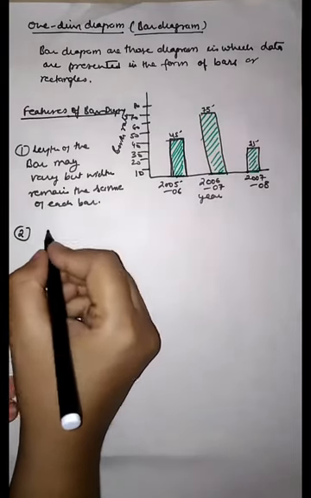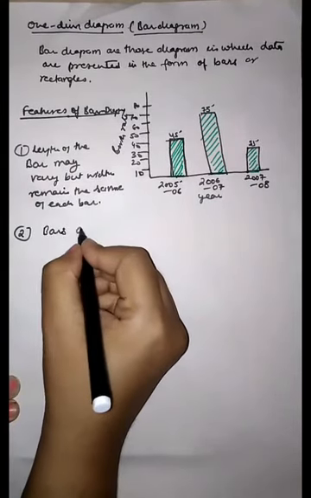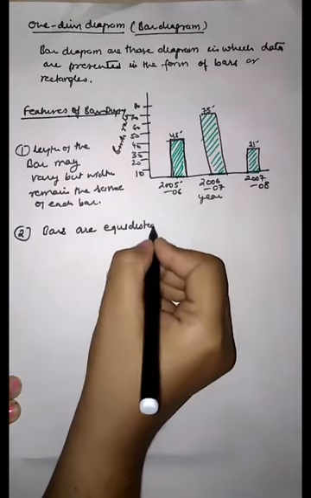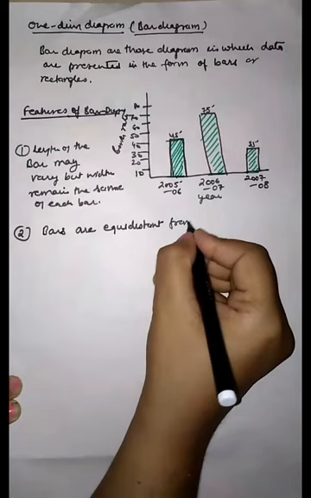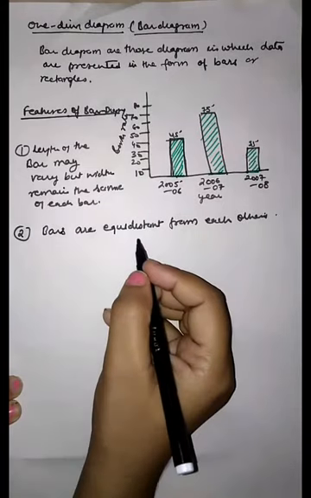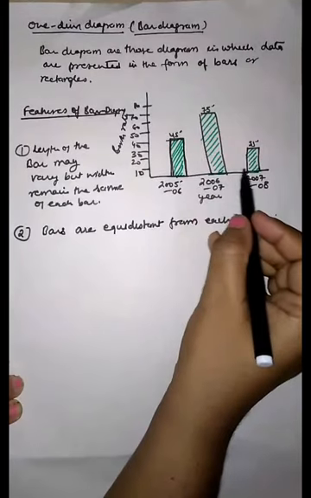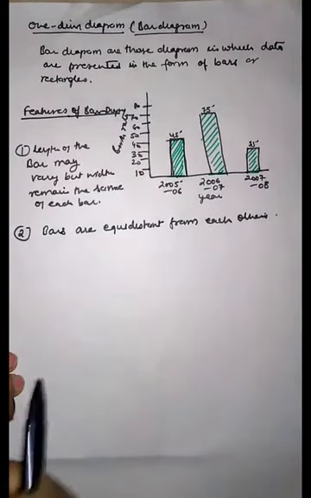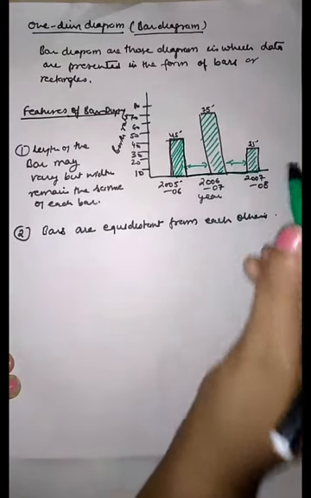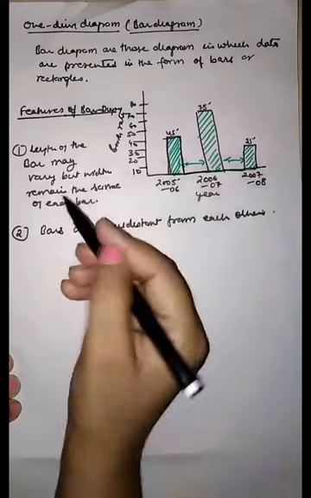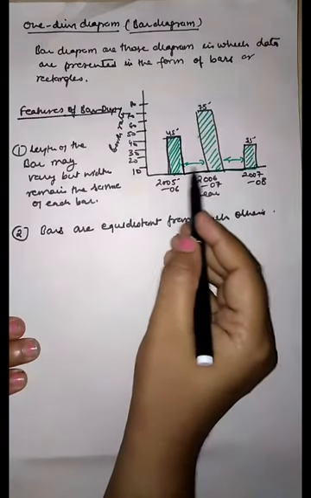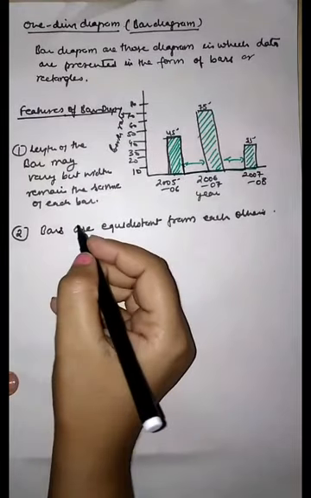Now second one is, bars are equidistant from each other. It means the gap between these bars, you see here, the gap between these bars should be equal from each other. So this is very important.